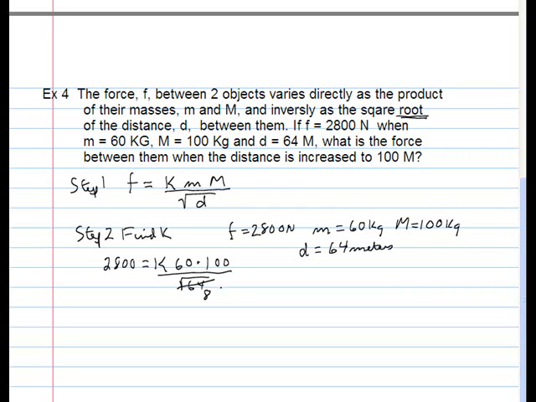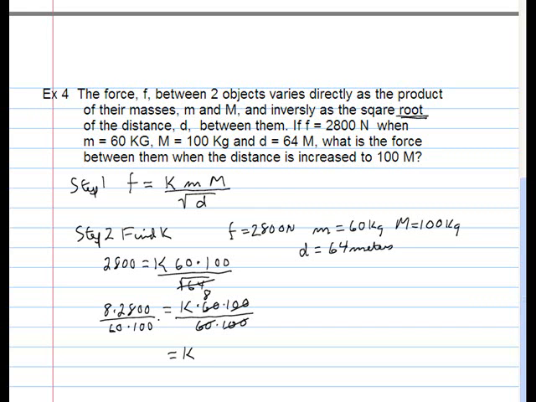I've got two terms here. The common denominator is 8. So I'll just multiply each term by the common denominator. So 8 times 2800 is equal to K times 60 times 100. And I'll divide both sides by 60 times 100. And the 100s and the 60s cancel on the right, leaving me with K.